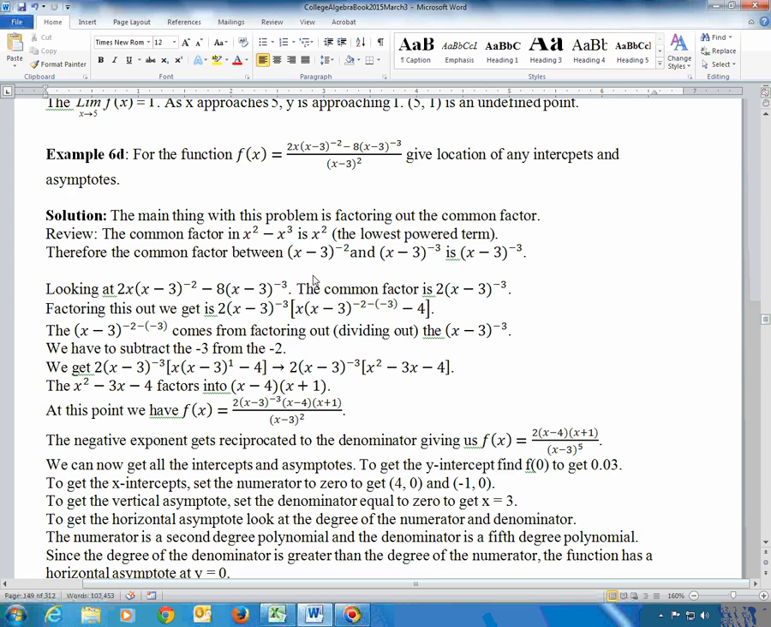Well, what's the lowest power between negative 2 and negative 3? The lower number between negative 2 and negative 3 is negative 3. It's lower, farther to the left on a number line. So x minus 3 to the negative third is the common factor. Now, that's what we'll factor out. And also there's a common factor of 2, because there's a common factor of 2 between the 2 and the 8. So we'll factor out the 2 times x minus 3 to the negative third.